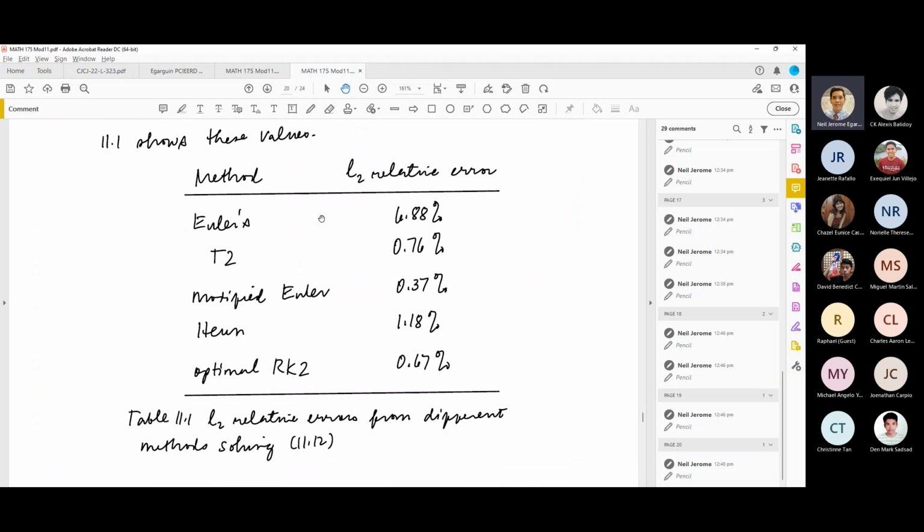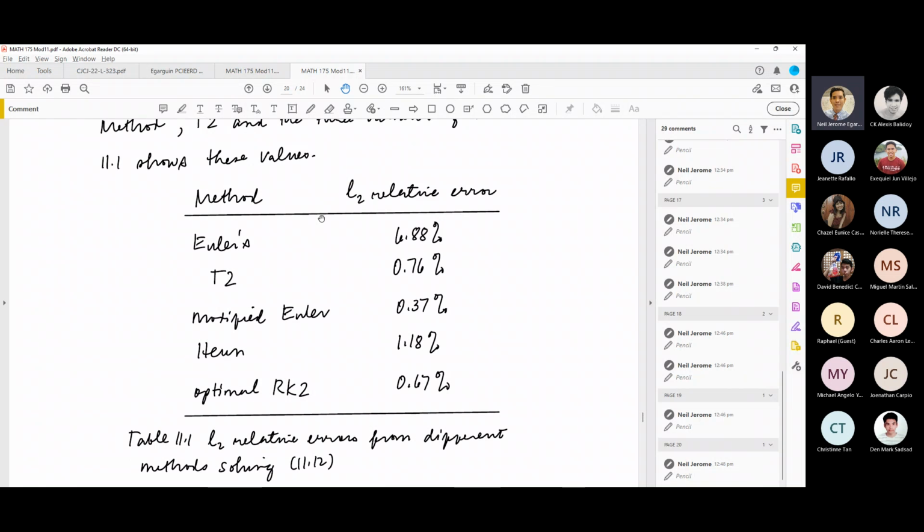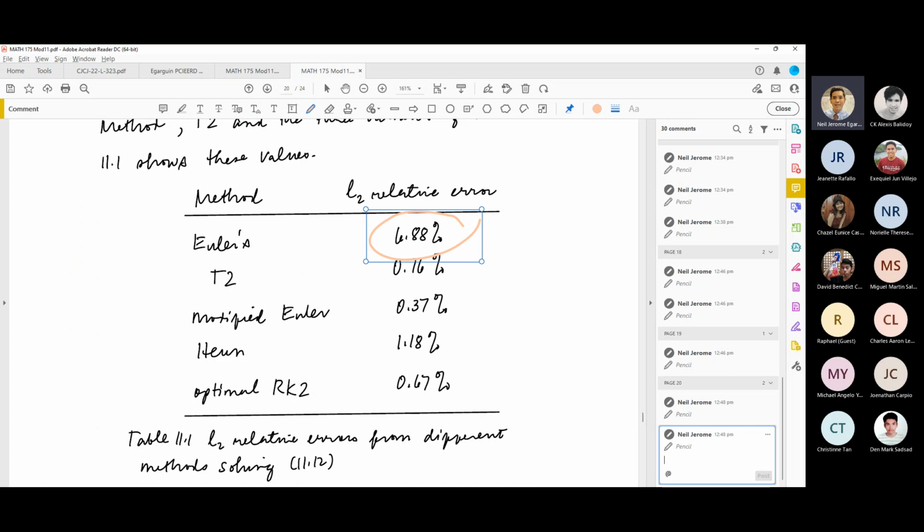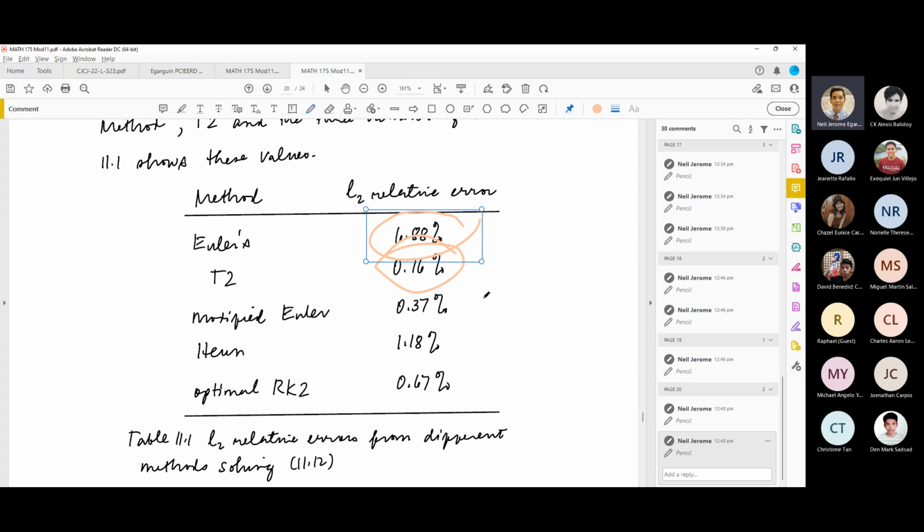Now, kinumpare ko yung L2 relative error nila. Of course, eto na naman, sabihin nyo, nilalait ko na naman si Euler's method. Si Euler's method ay 6.88%. Okay? Pero tingnan nyo yung T2 ay 0.76%. But the Rk2 methods, even without computing the total derivatives, ang ganda ng approximation. All right? It's almost in the same level or order as the Taylor series of order 2.